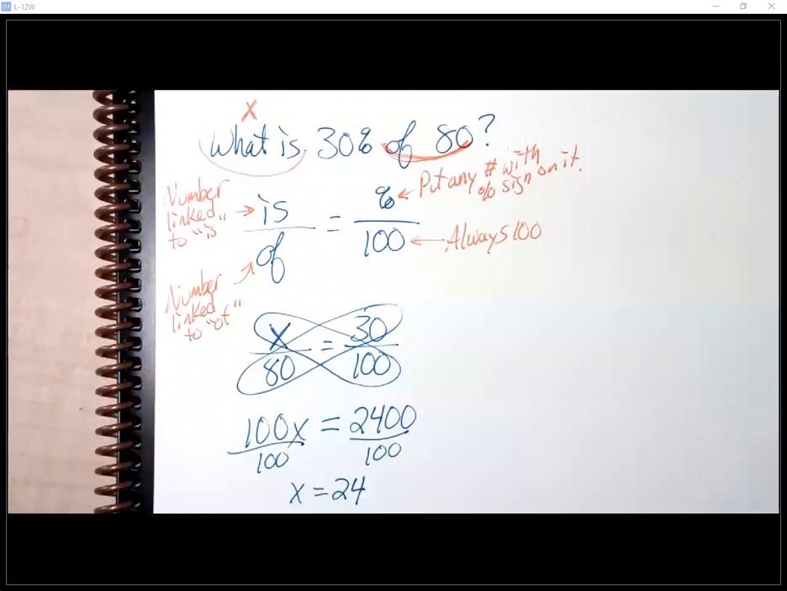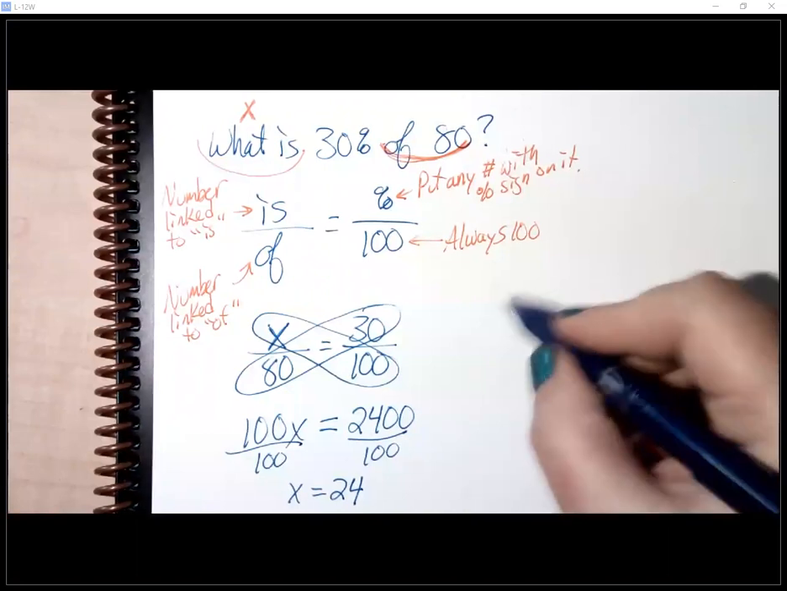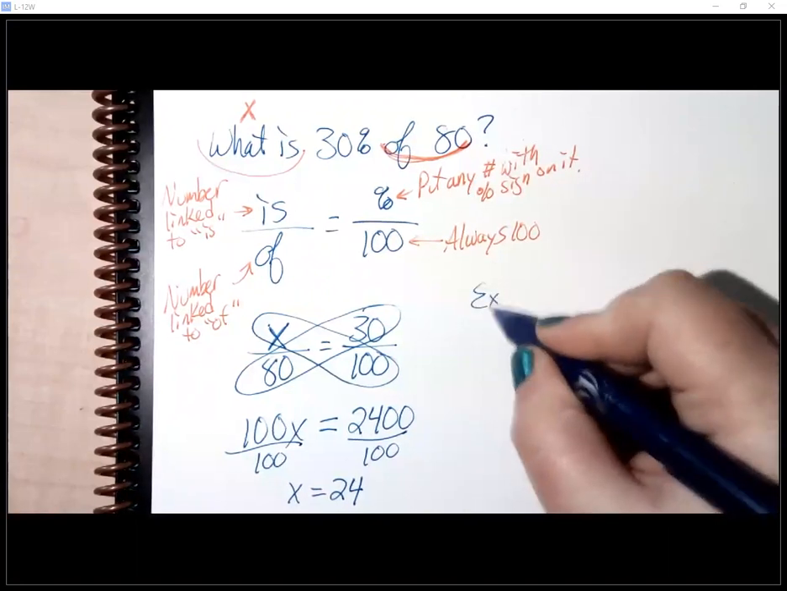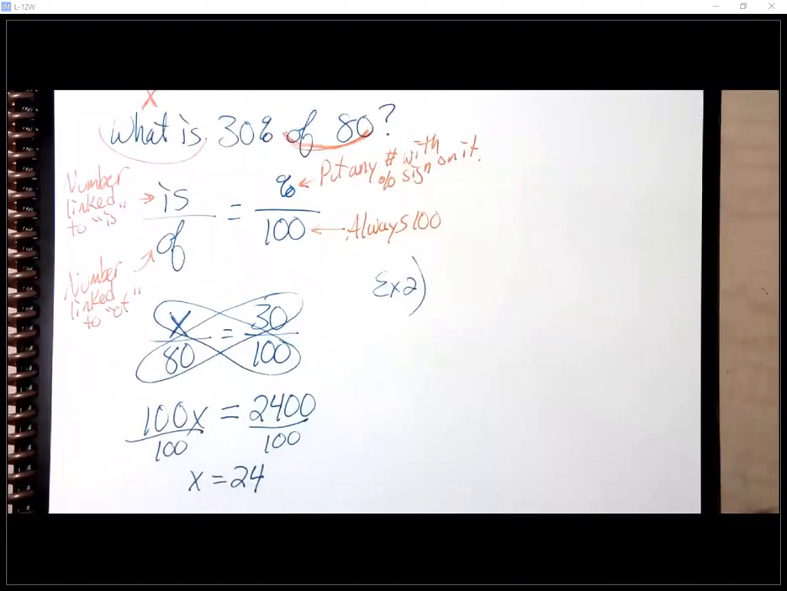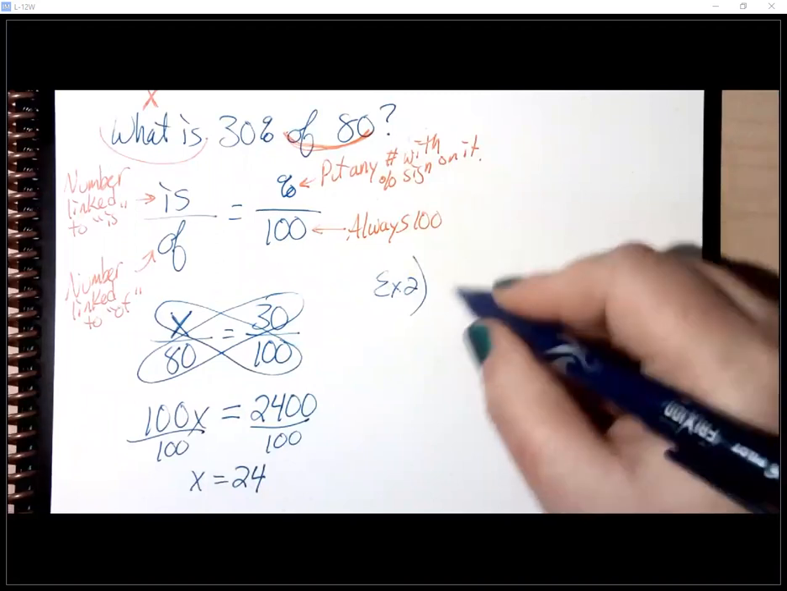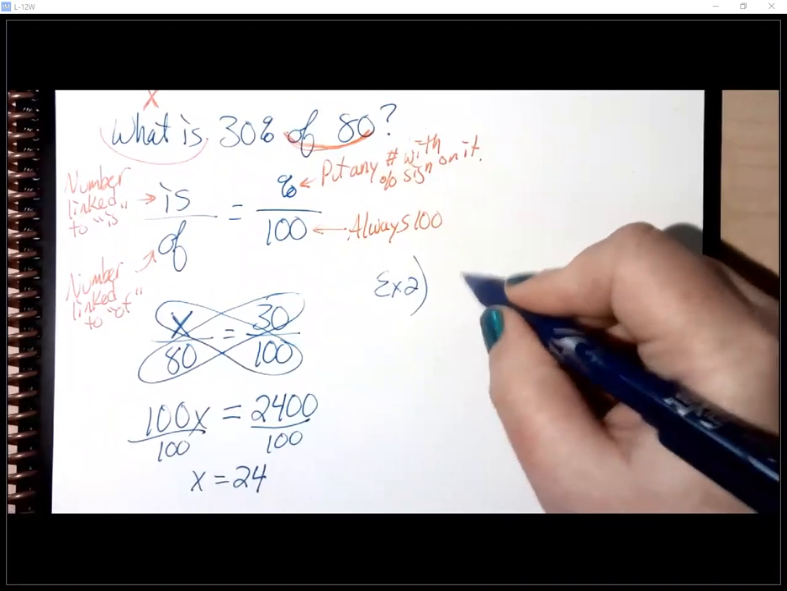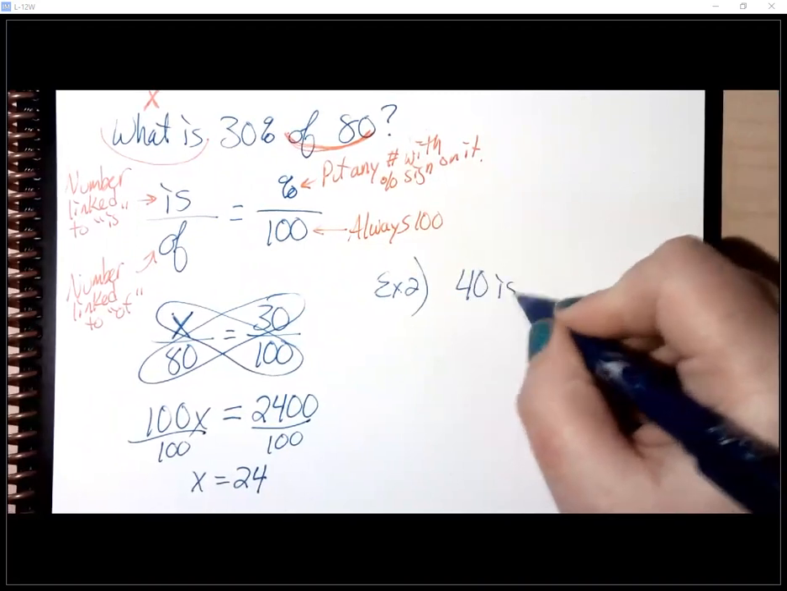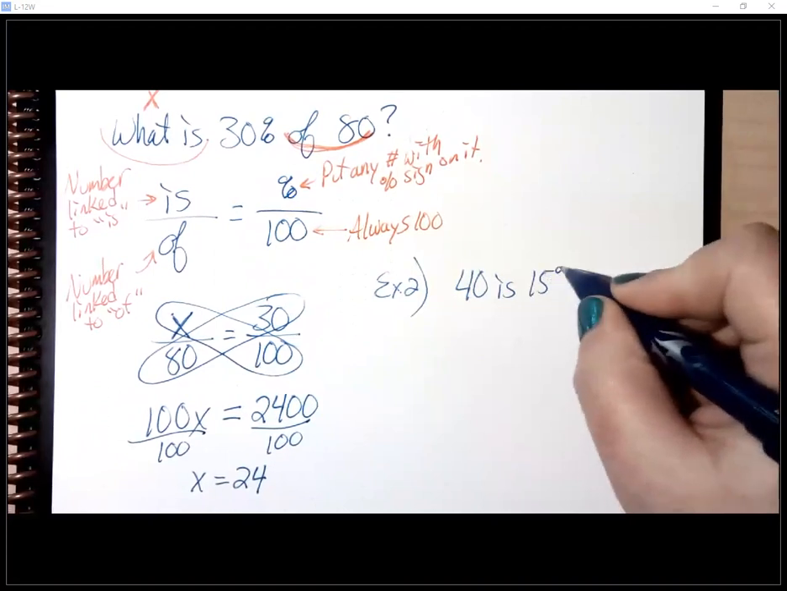Let's try another one. And what's so nice about this is because sometimes you're looking for different things. Sometimes I want to know the percent. It could be phrased a little bit differently. So let's try another one. I'll squeeze it in over here. Example 2. Maybe I want to know something like 40 is 15% of what number?